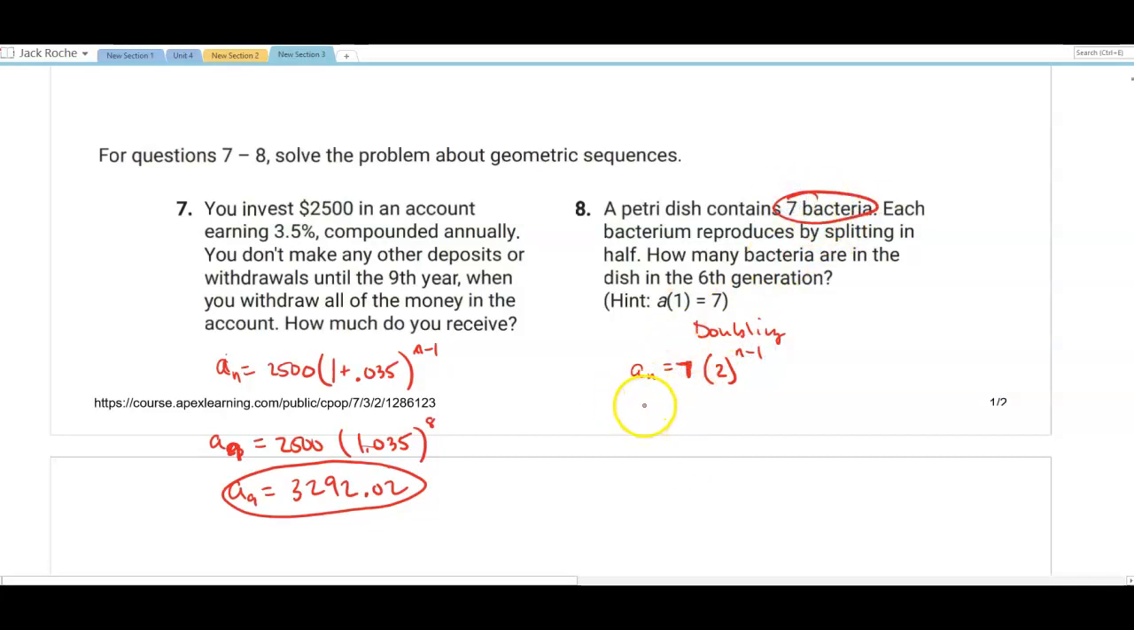Remember, it's containing 7 bacteria. That's your initial amount. So A sub 6, right? So the 6th generation would be 7 times 2 to the 6 minus 1, which is 7 times 2 to the 5th, right? And 7 times 2 to the 5th would give you 224. All right.